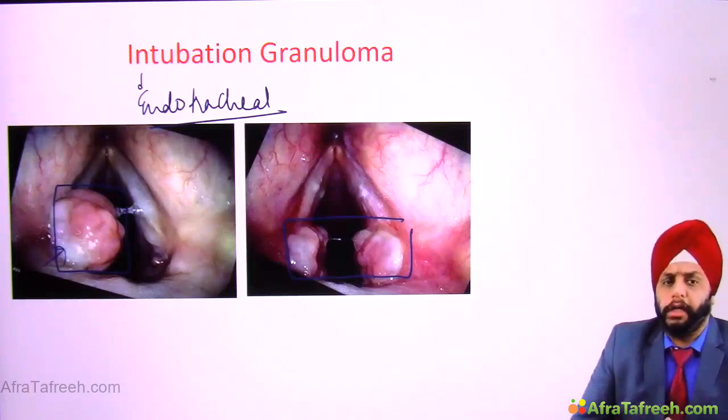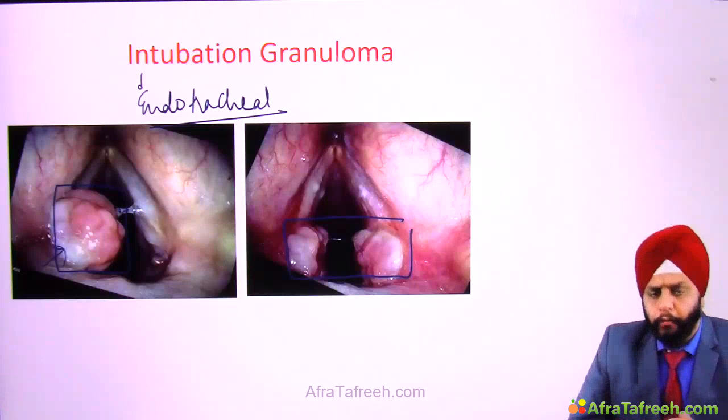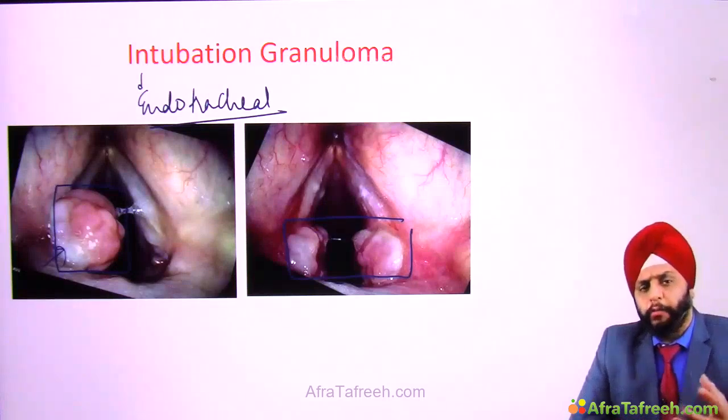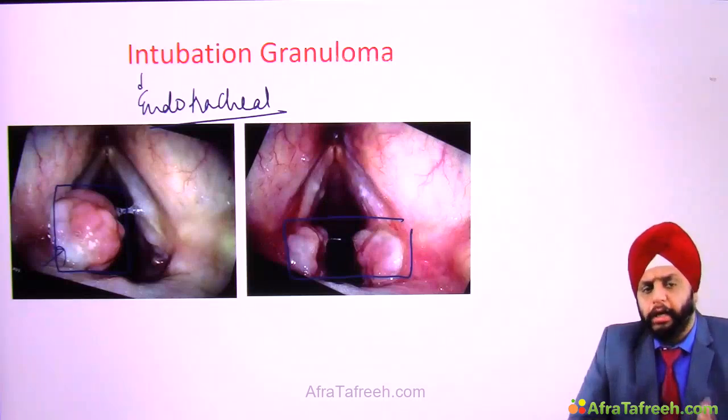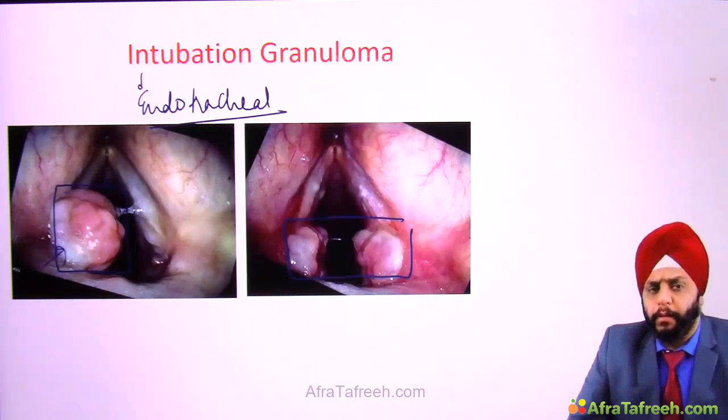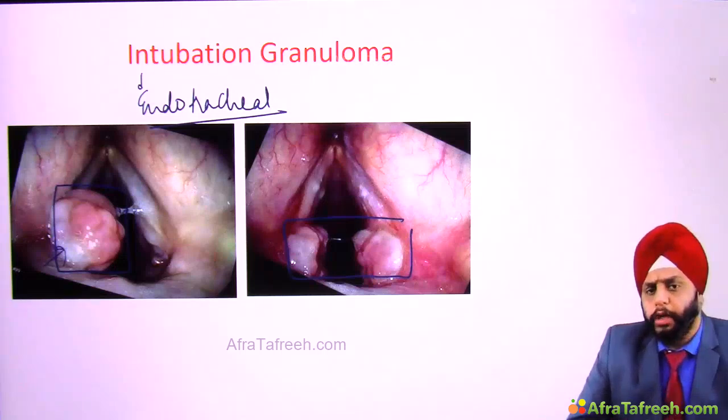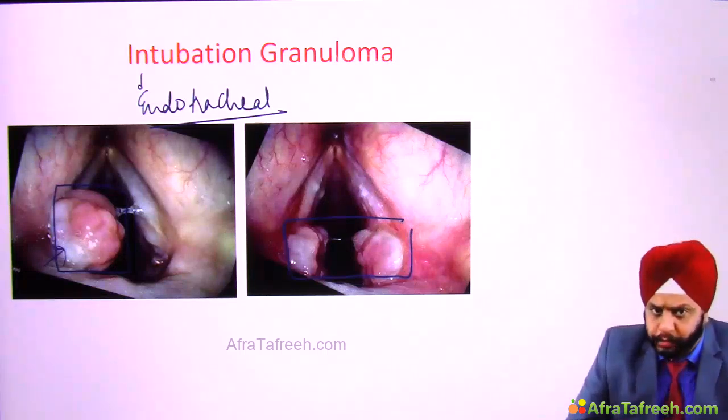Okay, what is the treatment for the contact granuloma? For intubation granuloma, you remove the endotracheal tube, and these granuloma generally subside after that. Sometimes they may be infected. You can give a course of antibiotic. You may also give a course of steroid to decrease the inflammation.